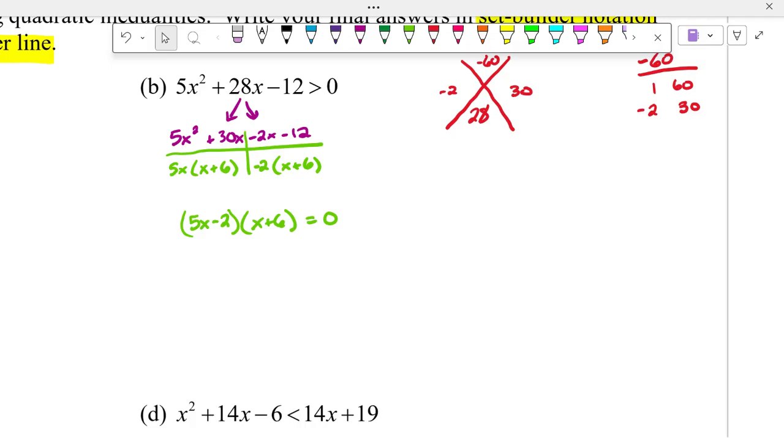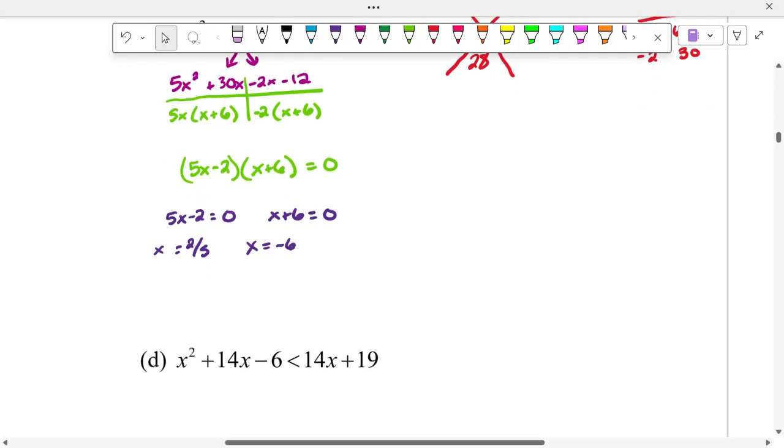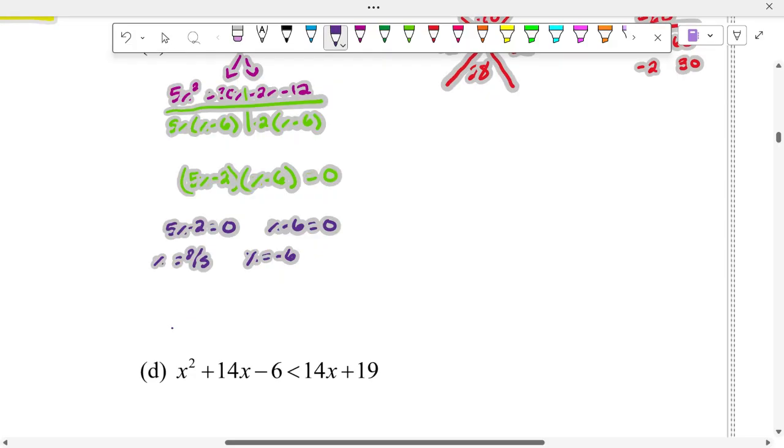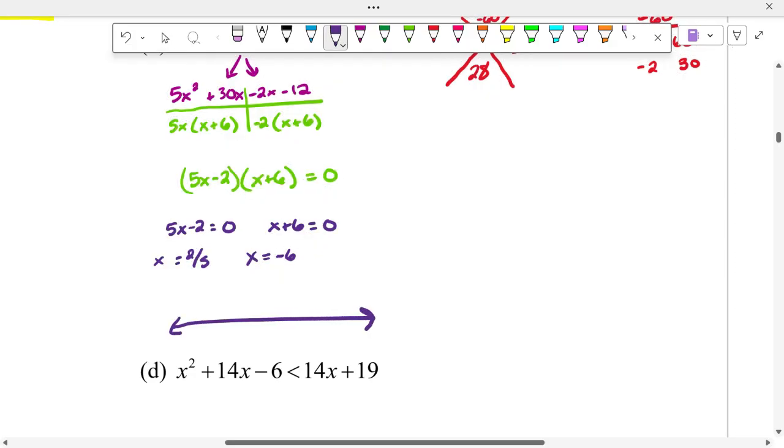Now, if I set both these equal to 0 and solve, what are my two solutions? So 2/5 and negative 6 are both equal to x. So we know that our solution set, I'm just going to go ahead and start drawing my line, is going to be somewhere around negative 6 and 2/5. We don't know if it's between yet. We don't know if it's greater than or less than for either one. That's where we got to test our values.